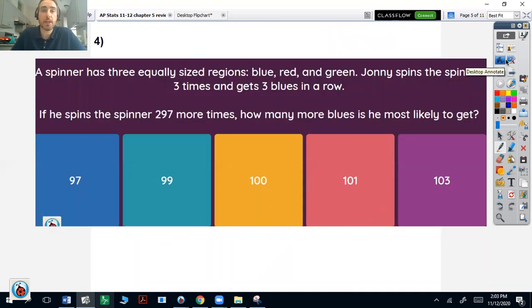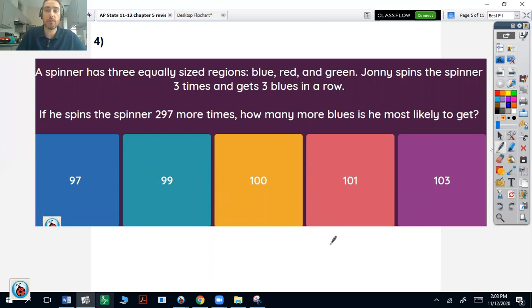A spinner has 3 equally sized regions: blue, red, and green. Johnny spins the spinner 3 times and gets 3 blues in a row. If he spins the spinner 297 more times, how many more blues is he likely to get? Well, don't worry about the 3 out of 3. Hot hand doesn't work here. Each color has an equal chance of being selected.